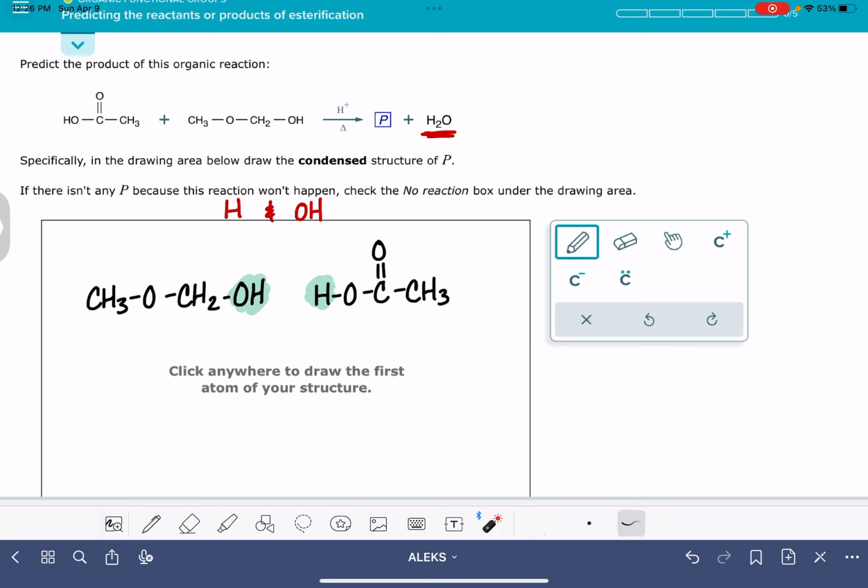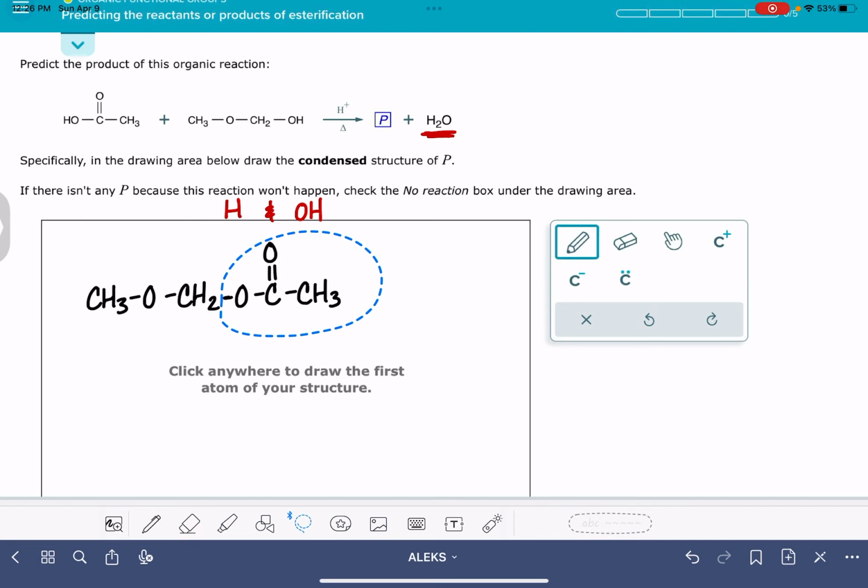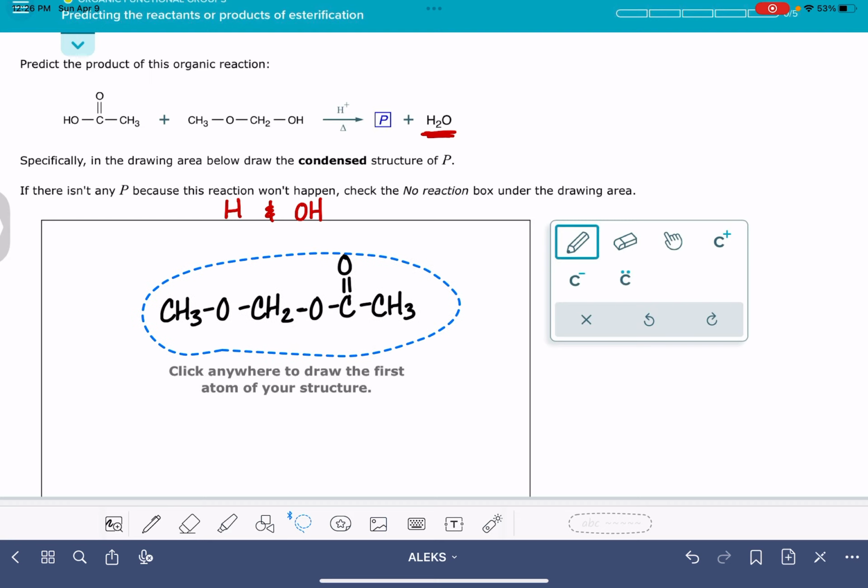And again, it's totally not what your book is going to say. It's probably also not what ALEKS says, but I'm telling you, it doesn't matter how you do it. You get the same answer either way. So you are just going to pull the hydrogen off of one and the OH off of another, and then you're just going to jam those two molecules together. And that is the product of this reaction. That is the easier version of this problem.